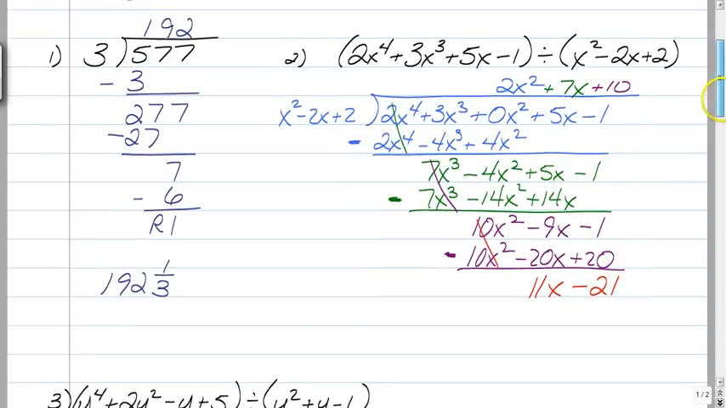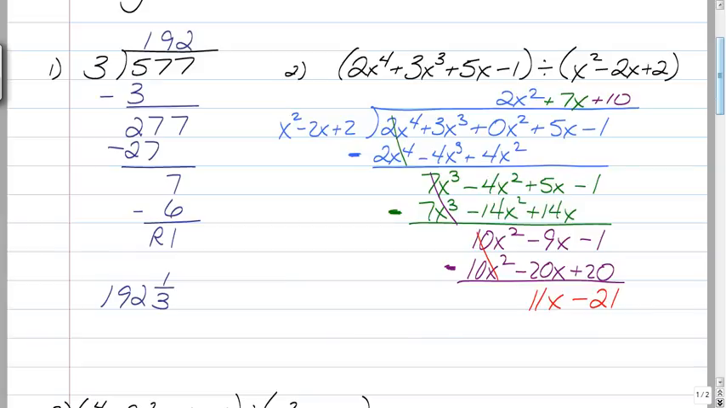So your final answer to this question is 2x squared plus 7x plus 10 plus, and then you have whatever your remainder is over what you are dividing by. And that's it. You're done. That's long division. Like I said, it's a little tricky, it's lengthy, but it's an important skill to know because the shortcut division doesn't always work.